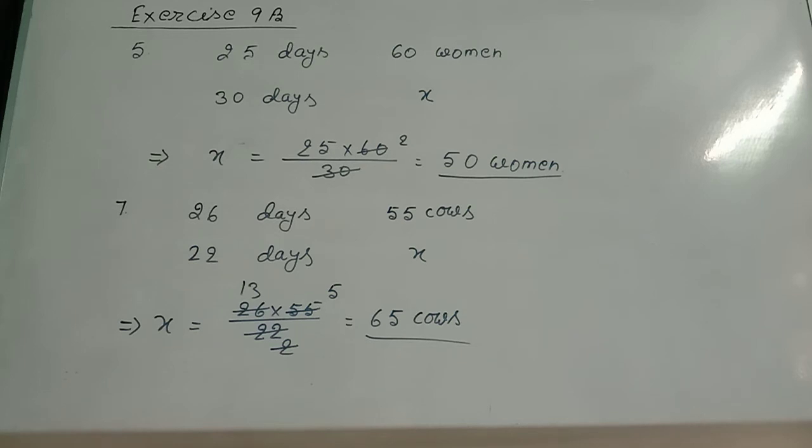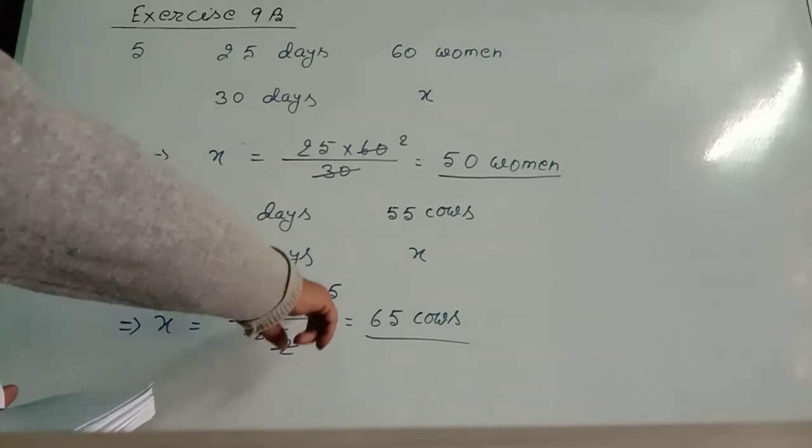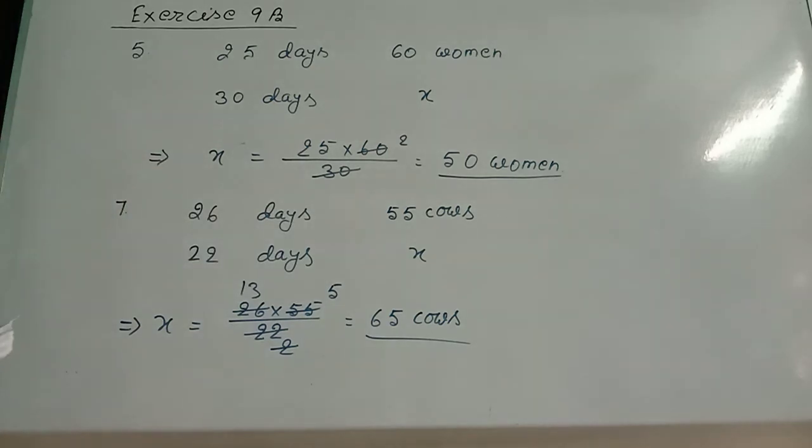Let us consider that the number of cows be x. So the value of x equal to 26 into 55 by 22. I calculated and got 65 cows. 65 cows are required to graze the field in 22 days.